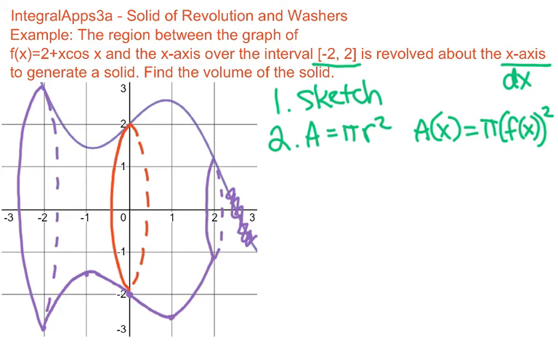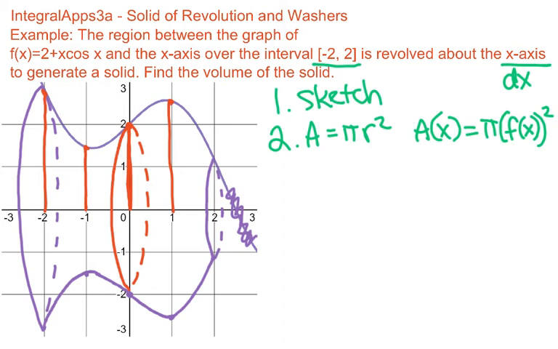Whoa, whoa, whoa. All of a sudden you're like, wait, what happened? All right, let's look at the radius of each of these circles. This common cross section here: the radius of this circle is the function's value. The radius of this circle here is the function's value. The radius of this circle here is the function's value.